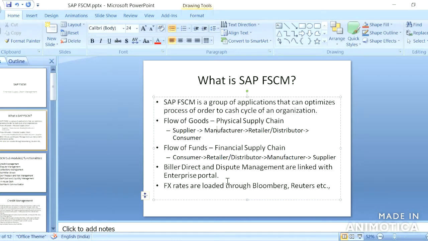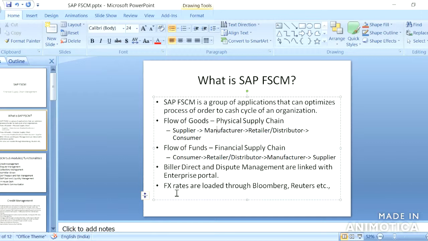So just to have an idea, Biller Direct and Dispute Management are linked with an enterprise portal. They have an external system, a portal. They were just linked to that. Just to have an idea, I have mentioned this point here.